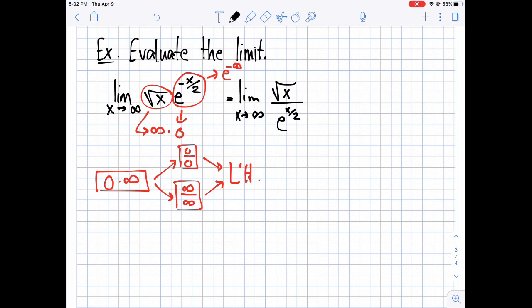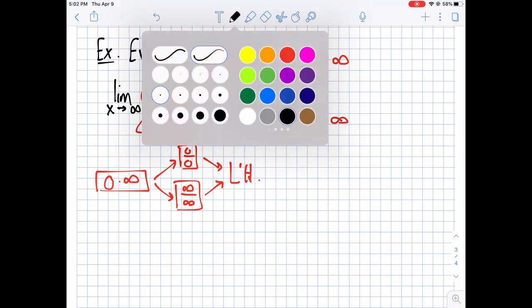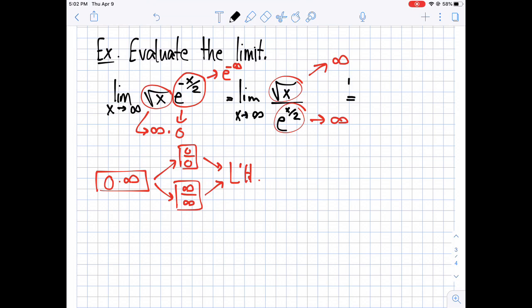So now we did that because if we check our limits again as x goes to infinity, the numerator goes to infinity and so does the denominator. So we have now taken our indeterminate form of 0 times infinity, and we have turned it into infinity over infinity. So then the next step is just to use L'Hopital's rule. Okay, so that's what we're going to do. And this one shouldn't be too bad.